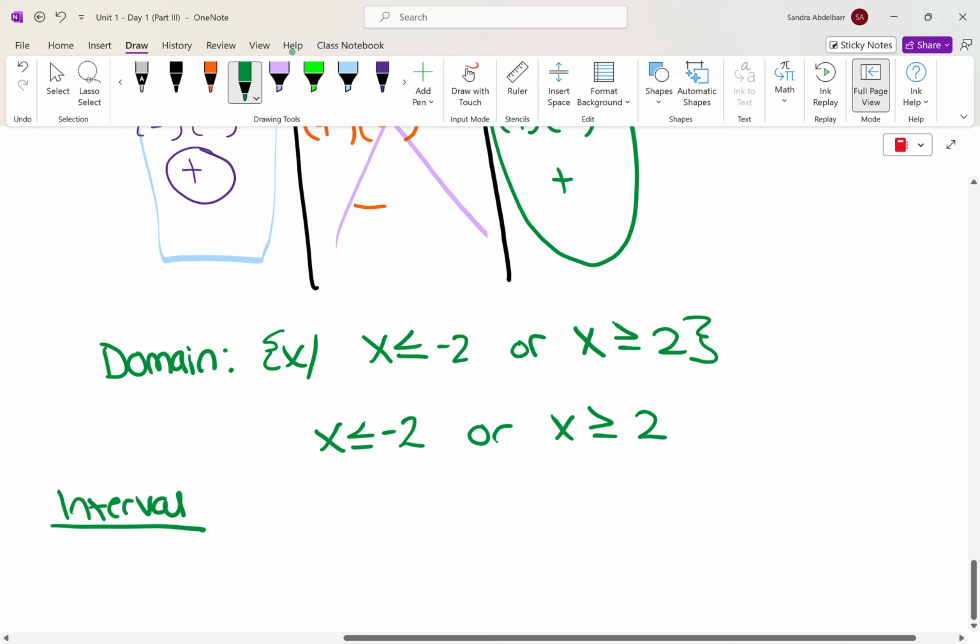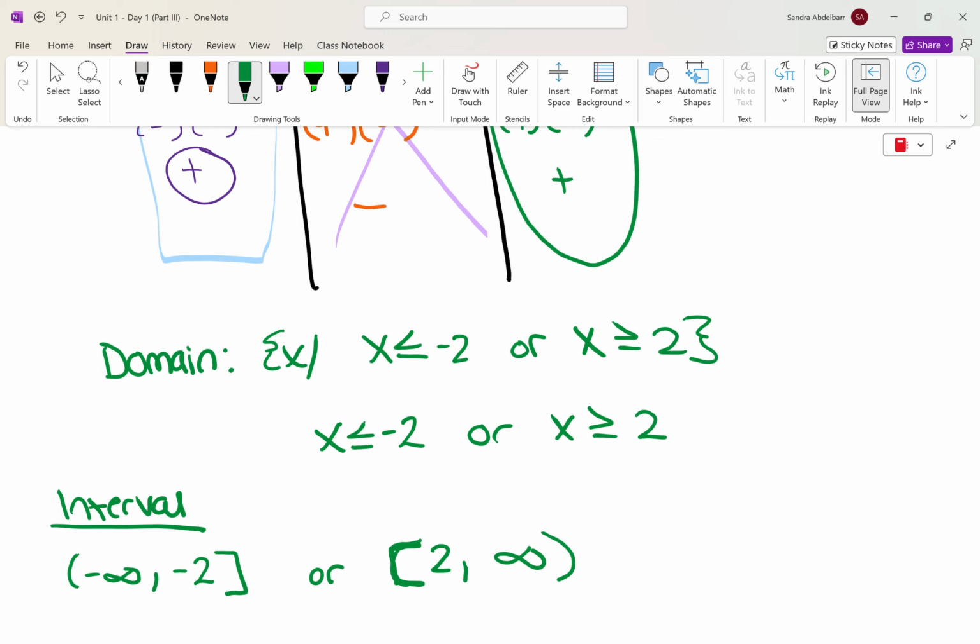The interval notation for this will be -infinity, comma, -2, square bracket, or square bracket 2 to +infinity. Ready to try another one?